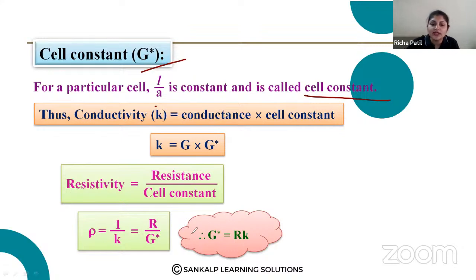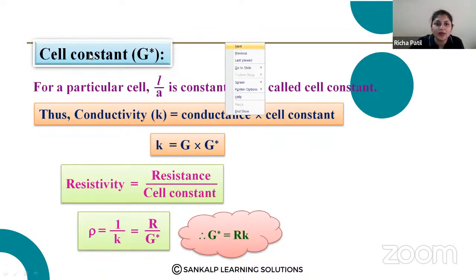So rho is given as 1 upon K, that is the inverse of conductivity, represented as R, that is resistance, upon the cell constant. Therefore, cell constant is equal to resistivity into conductivity. For any particular cell, L by A is constant and it is called the cell constant. These are some of the definitions involved in electrochemistry.